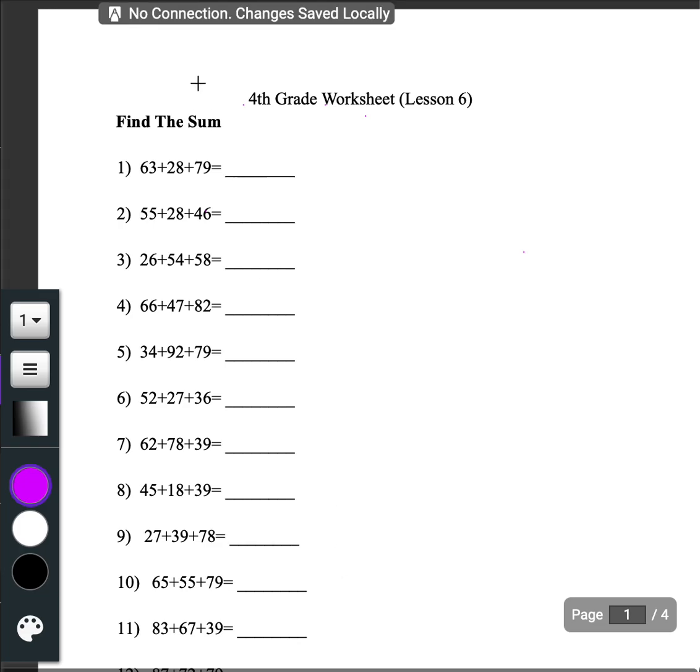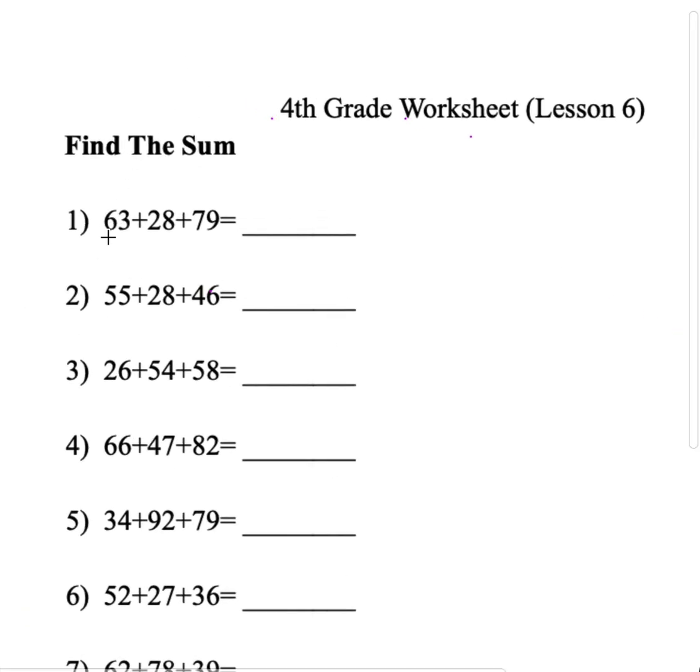Okay, so let's look at number 1. So number 1 is 63 plus 28 plus 79. So first, 63 plus 28. So 3 plus 8 is 11. We add the carrying here. 6 plus 2 is 8. 8 plus 1 is 9. Then we add the 79 to 91.